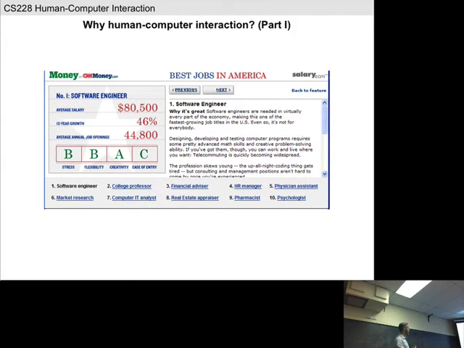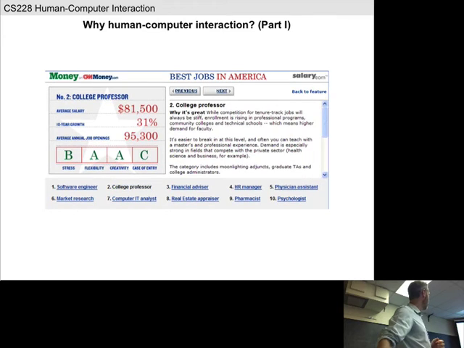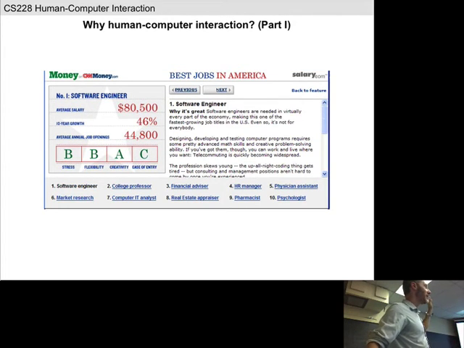This is just a snapshot from CNN that ranked the best jobs a few years back. Unfortunately, Humboldt College professors only ranked number 2. This is a snapshot from a few years ago. Just for fun, I looked this morning, and college professor isn't even on the list of top jobs anymore. So that makes me a little bit nervous. Anyways, software engineering, computer programmers, they're always at the top of the list.